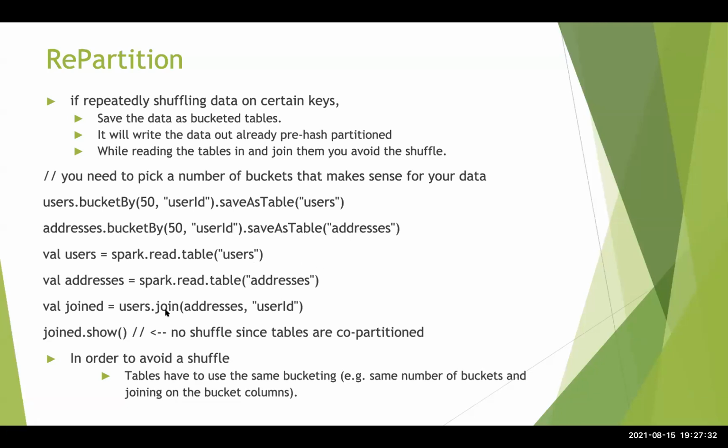Now you're joining user.join(address), and you show, and there is no shuffling. There's no shuffling involved because this data was read in the pre-partitioned way, and you're joining on the same column. And there's a condition to avoid this. It should fulfill this condition to remove shuffling. What is that condition? Tables should use the same bucketing. What does that mean? The same number of buckets and joining on the same bucket columns. You should use the same bucketing column in both of these, and the number of buckets should be the same. If you do this and join these two data sets like I'm joining here, then no shuffling will be involved, and that will be a tremendous performance improvement.